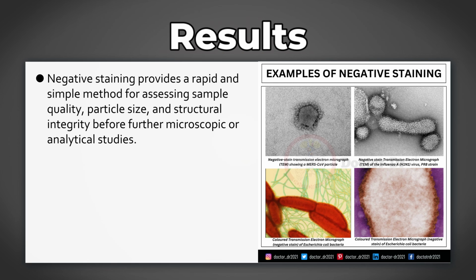Negative staining provides a rapid and simple method for assessing sample quality, particle size, and structural integrity before further microscopic or analytical studies.